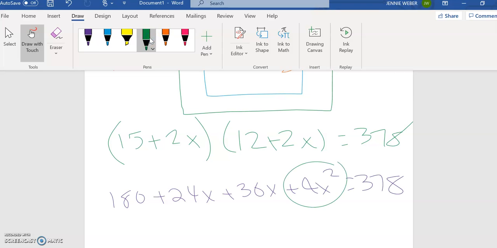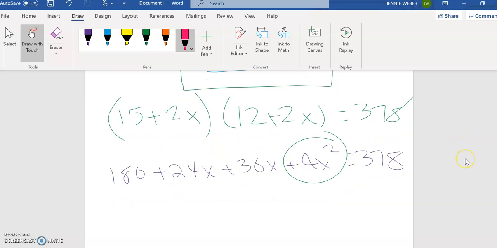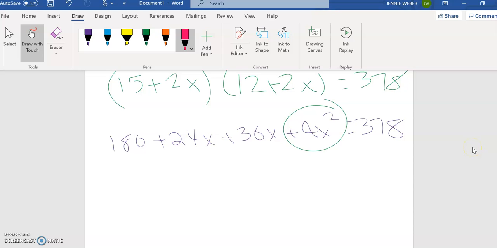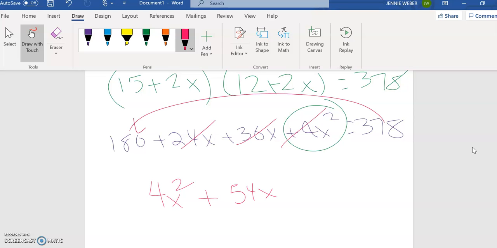And since I have this x squared here, I know, hey, I should set this equal to 0. It's going to be a quadratic. So that's what I'm going to do next, okay? So let's see here. That's 54x. Now this, I want to bring this over here. So it's 180 minus 378, negative 198, equals 0.